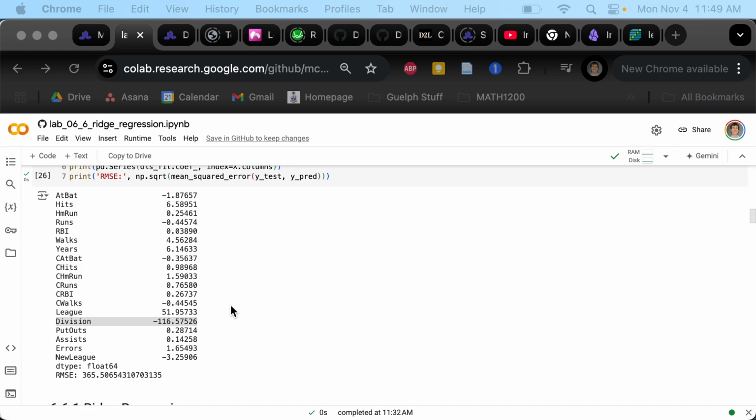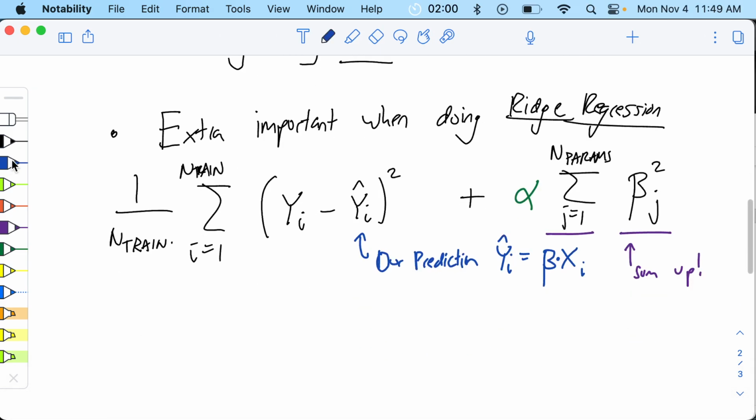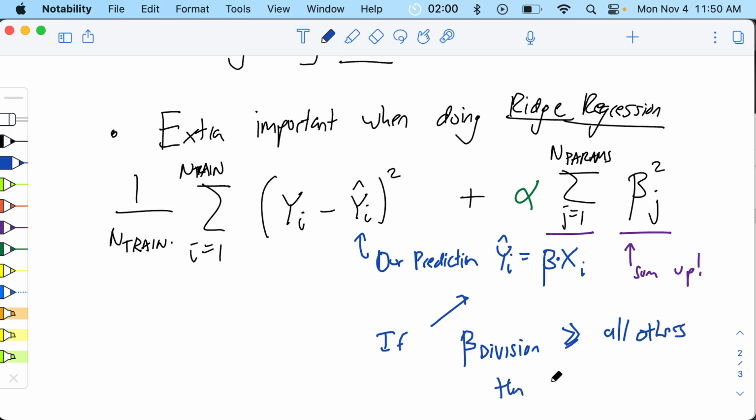So this is like a stupid thing to do. You're saying square this, square this, square this, square this, but this one is like 100 times bigger than the other ones. So in your penalty term, you have effectively ignored everything else. So if one beta, beta of division, is much bigger than all others, then others are ignored. Okay? So this is the thing you gotta watch out for. And this is why you need to know the formula.